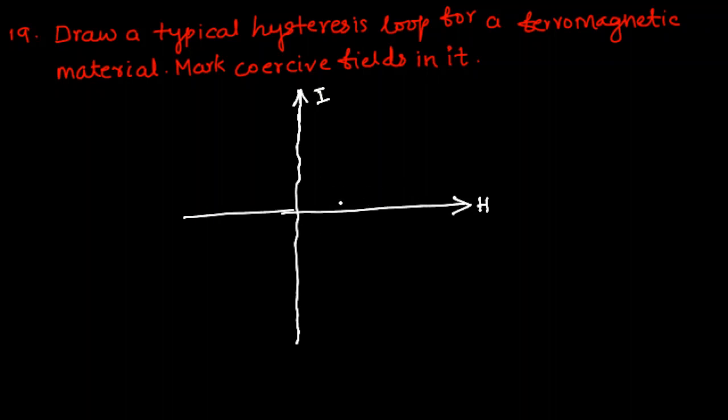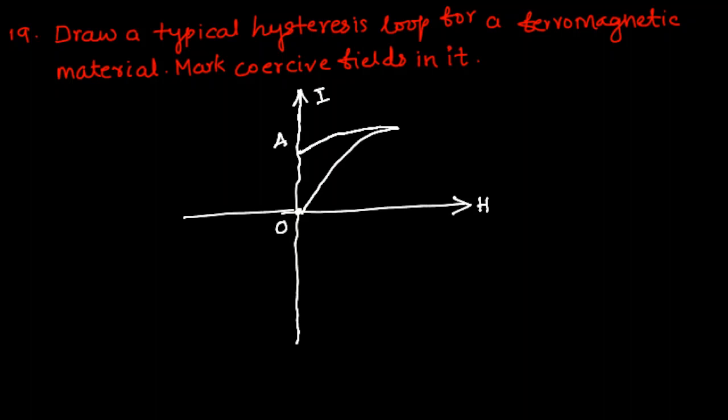Okay. Initially, when H is 0, I is also 0. Now, when we increase H, I also increases and reaches its maximum value. Now we start decreasing H, and I also decreases. When H is decreased and it becomes 0, I is not 0. It reaches point A. Even when applied field is 0, magnetization has still some value. Okay. Now we start applying the magnetic field in reverse direction.